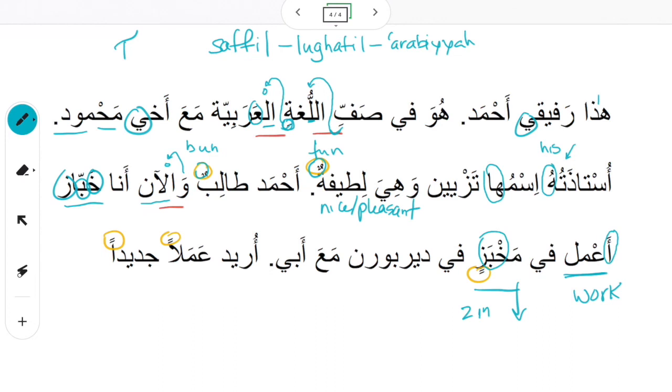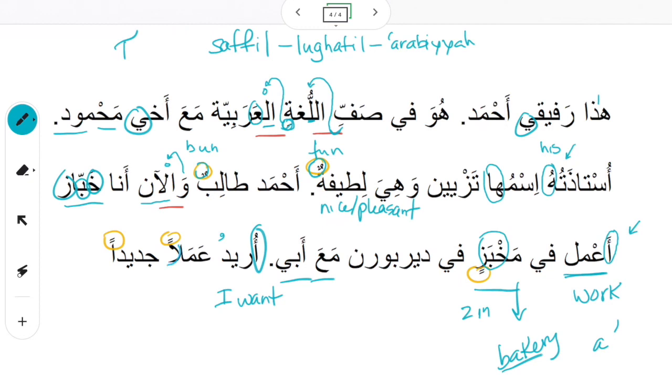Notice, مخبز has the same letters. خبز. Same letters. These are because they come from the same root. A baker works in a bakery. Notice how baker and bakery in English have the same letters. It's the same thing in Arabic. خباز and مخبز have the same letters. أعمل في مخبز في Dearborn. So notice this أعمل, you're going to pronounce the a sound followed by the hamza. أعمل. أعمل. Okay. والآن أنا خباز أعمل في مخبز في Dearborn مع أبي, with my dad.